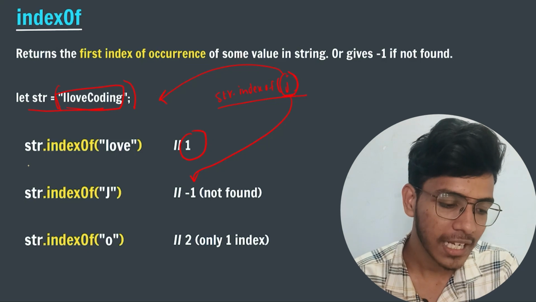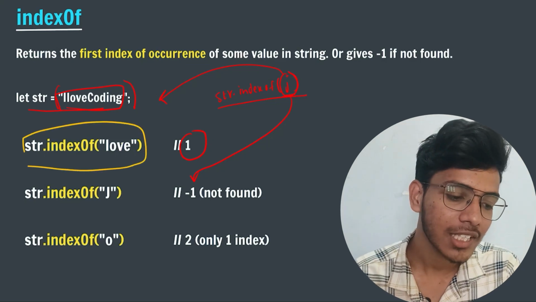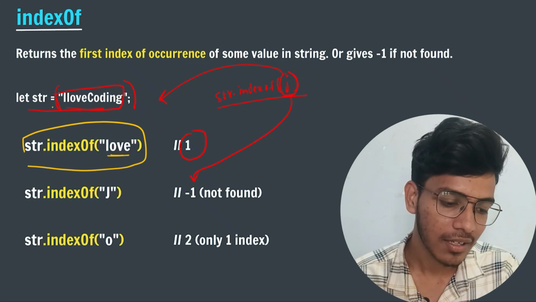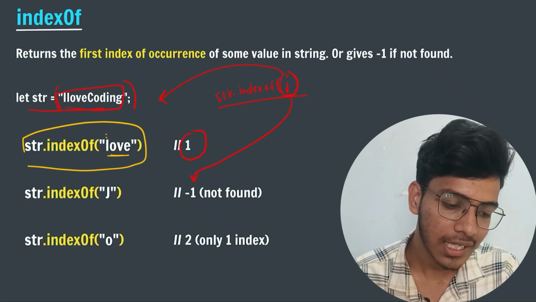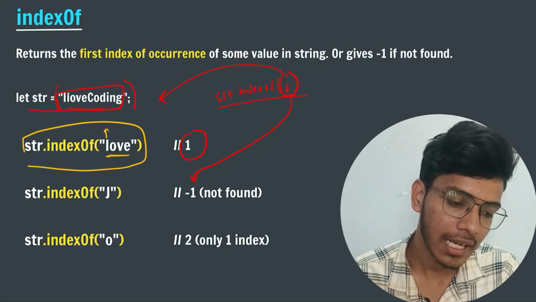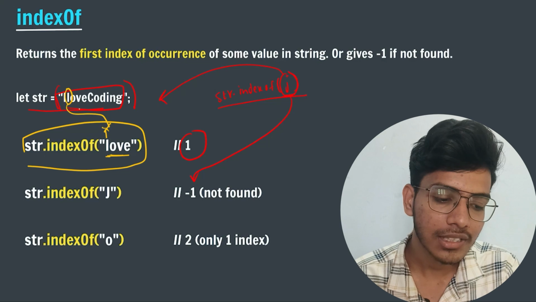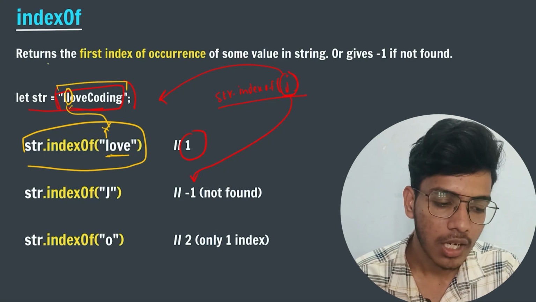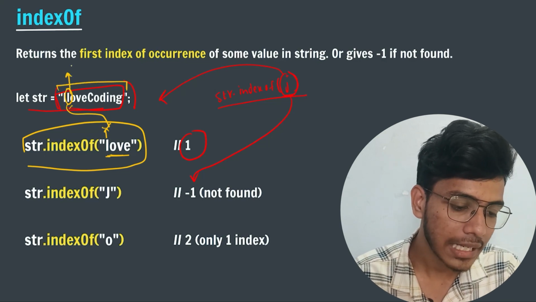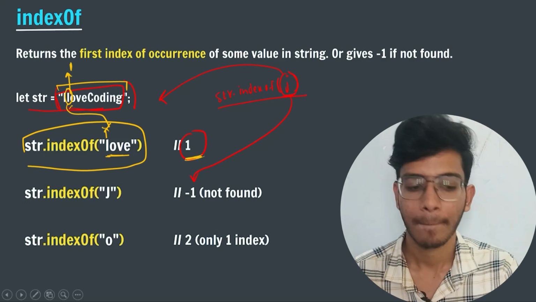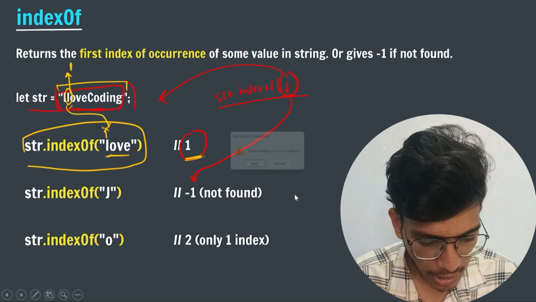This is how the indexOf function works, and instead of a single character I can also give a set of characters. For example, here you can see that I am giving a mini string. In that you can see that the initial letter here is L, and here also the initial letter is L, and for these letters you can see in the string the L character index is 1. That is why my output is 1.